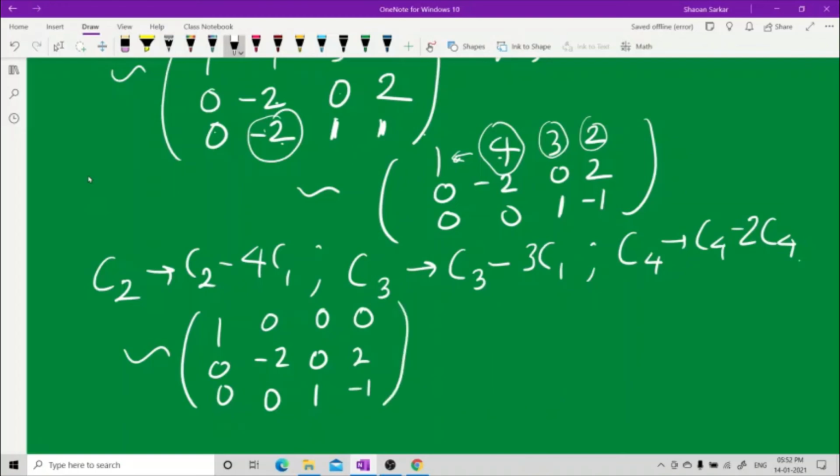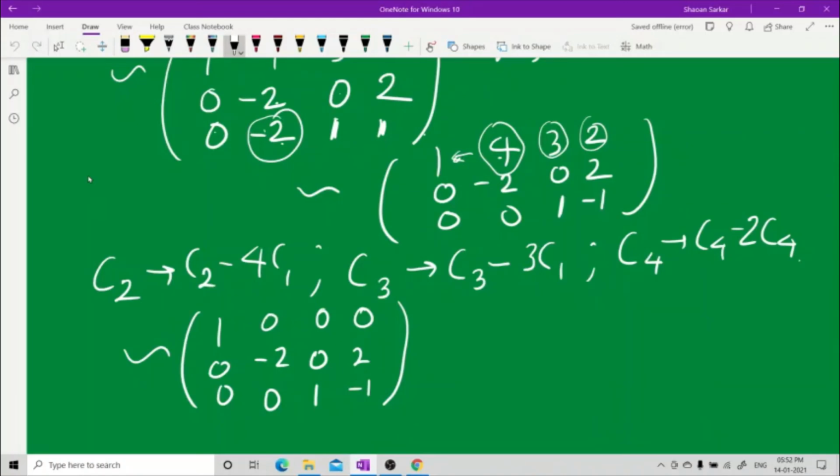Now what you do is add these two rows. Now see, the target is basically to make an identity matrix. An identity matrix cannot be 3 cross 4. It will be either 3 cross 3 or 4 cross 4. So let's see what happens.